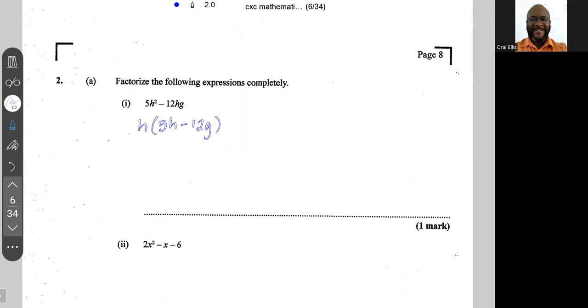All right. So that cannot be factorized any further. So that has been completely factorized.